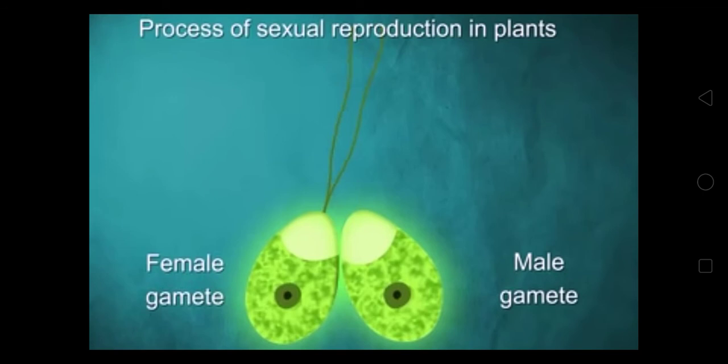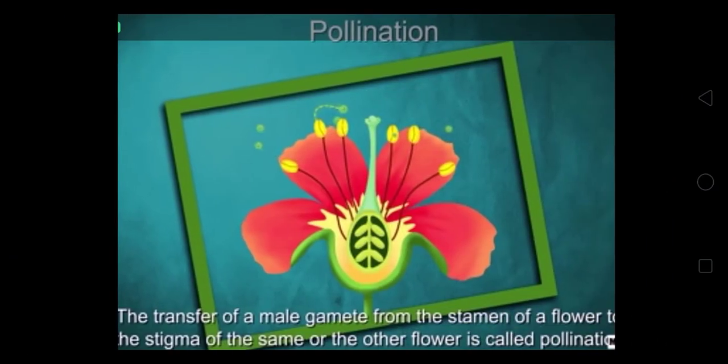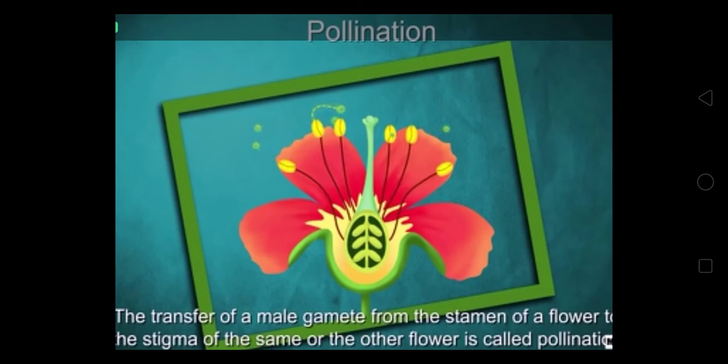Now the main process of sexual reproduction starts. The main process, which we have already studied in class 6, starts with pollination. So what is pollination? Pollination is the transfer of male gametes from the stamen of the flower to the stigma of the same or another flower.